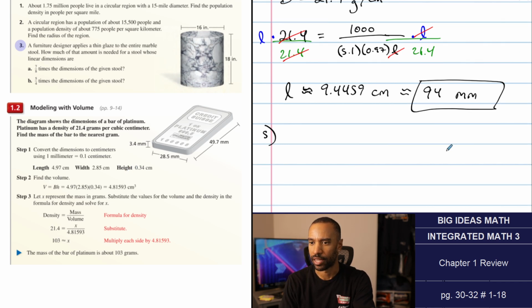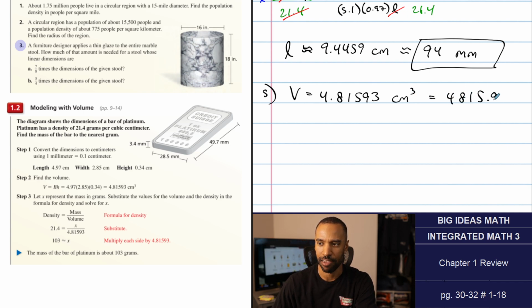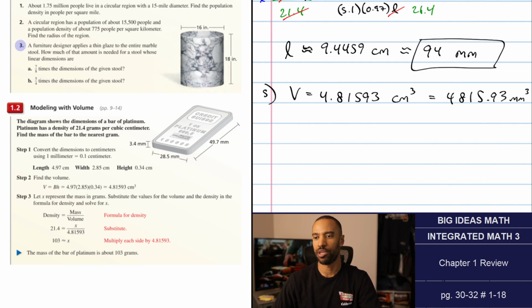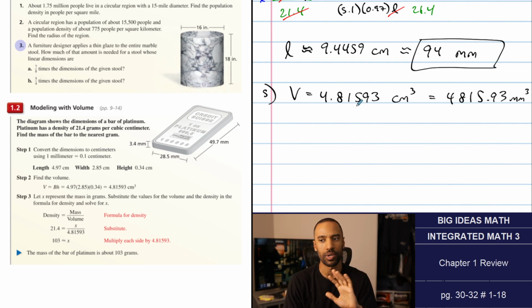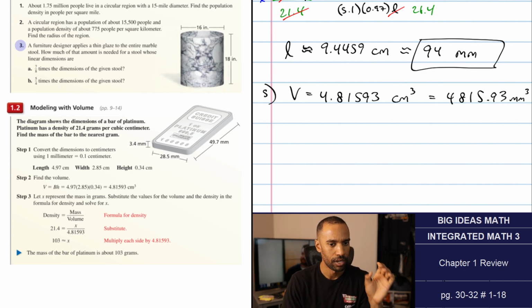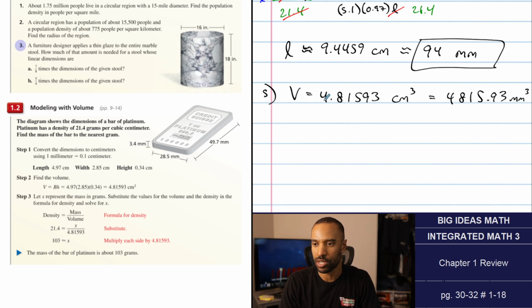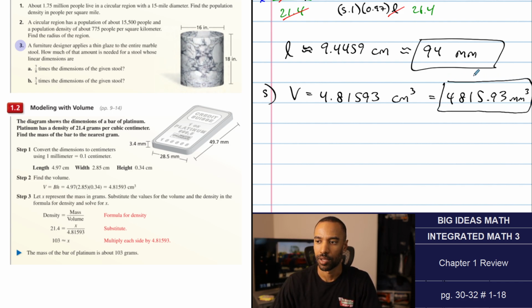So let me write that. Volume is 4.81593 cubic centimeters. I believe that would also mean that it's 4815.93 cubic millimeters. It would be 1,000 times more. So you can use one or the other, whichever one tickles your fancy most. Let's make sure that actually would work. 49 times 28 would be something in the hundreds and thousands. Yeah, I think that would be it. So you can use an either-or case. It doesn't matter. You want to use millimeters? We already converted it.